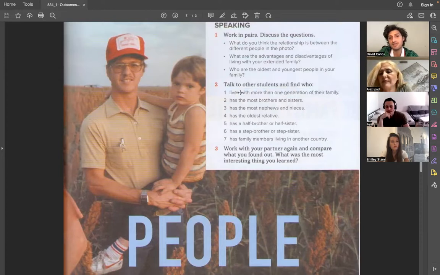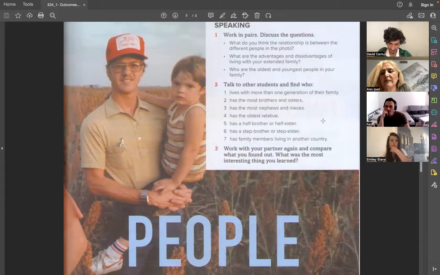Okay, so who in your family lives with one or more than one generation of their family? Think about people. Someone who has the most brothers and sisters. Ask about brothers and sisters, ask about nephews, nieces, ask about the oldest relative, half brother, half sister, step brother, step sister.